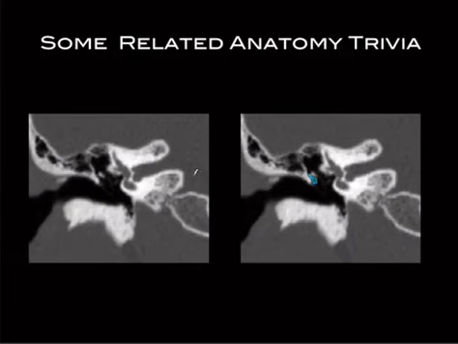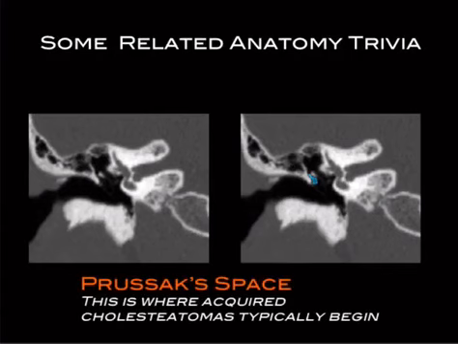Here's the normal, and then I've got this thing highlighted here in blue. That little space has a name, and that's Prussak's space. Now, why does that matter? That is where the acquired cholesteatoma begins. You can imagine here is our TM, and this was the flaccid part up here. Then you've got the vacuum effect, and it gets pulled in here and balled up in there, and that's where it starts. So that's why people look there first, and that's why it has a name that people care about.